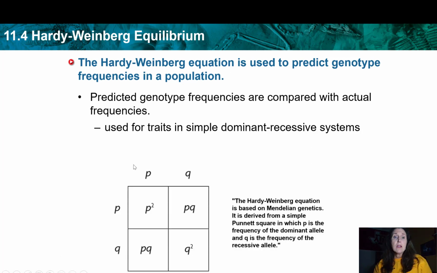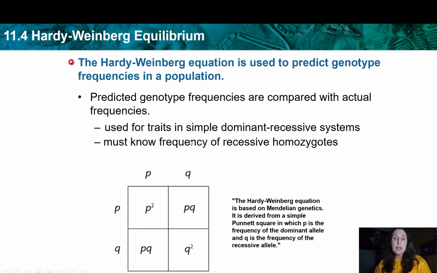Now, you have to know the frequency of the recessive homozygotes. Remember this from our dominant recessive traits. If you have the recessive trait, let's say blue eyes is the recessive trait, you have to have both recessive alleles. That allows us to be able to calculate everything else, okay?